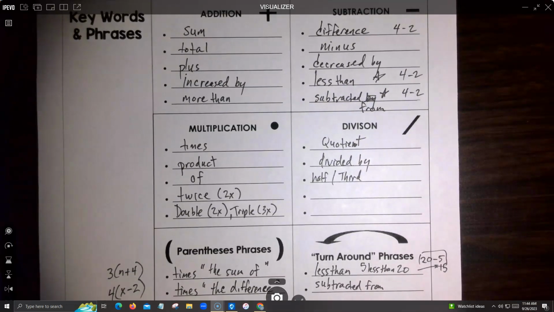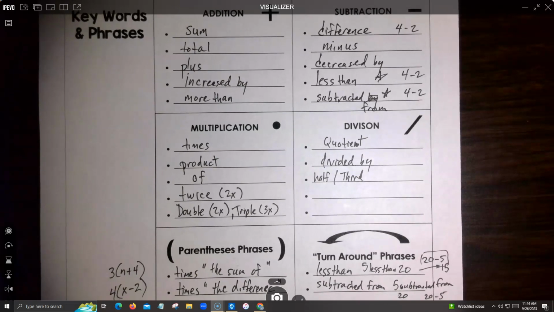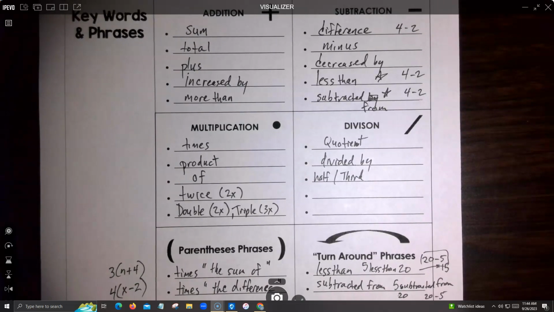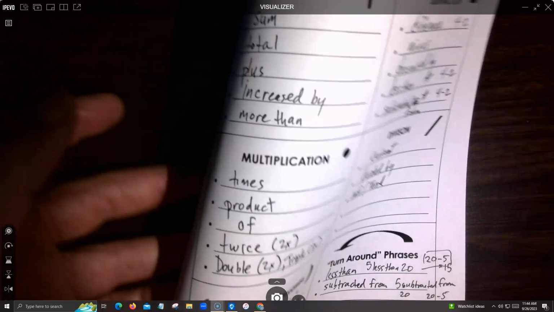Okay, subtracted from, the same idea. If I say 5 subtracted from 20, you would do 20 minus 5. 5 subtracted from 20, meaning you're starting at the 20 and you're taking 5 away from it. Okay. All right, so those are the turnaround phrases. All right, so let's keep going.